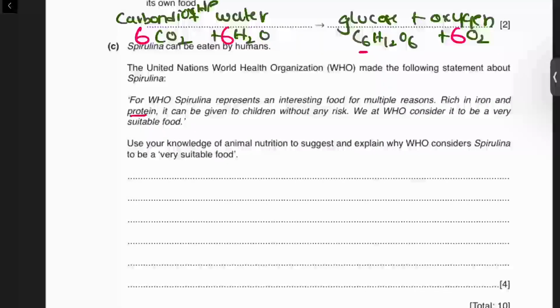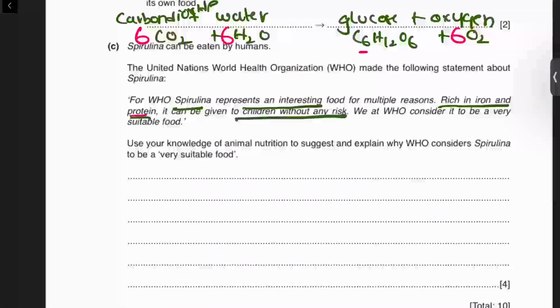So this WHO, which is the World Health Organization, which is the branch of the United Nations, right? It has made a statement saying spirulina represents an interesting food. So that means you can eat this bacteria as food. Why? Because it is rich in iron and protein. It can be given to children without any risk.